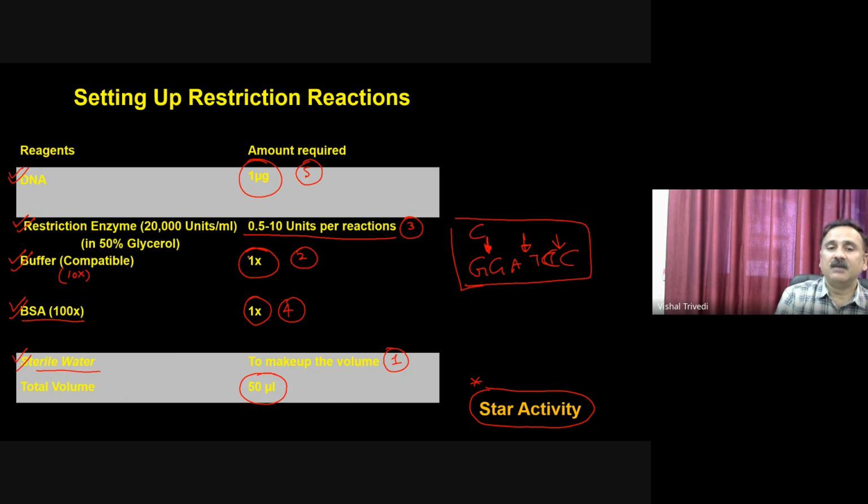It happens because the restriction enzymes are supplied in 50% glycerol. So if the glycerol value is more than 10% in the reaction, then it is going to form the star activities.